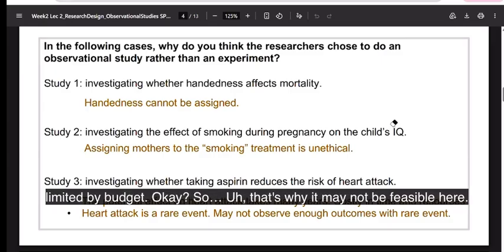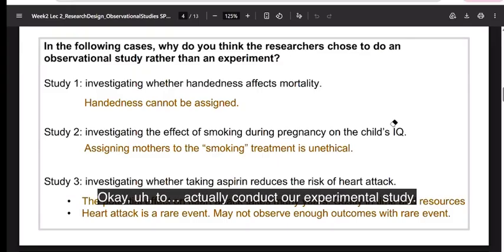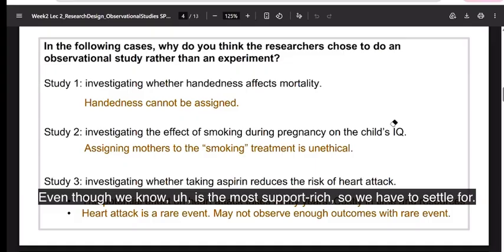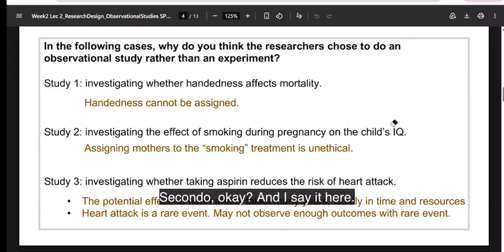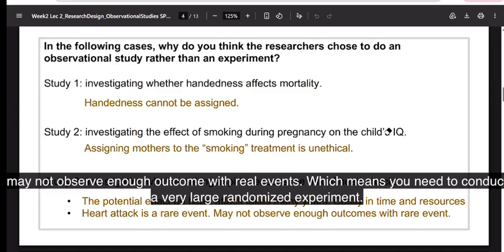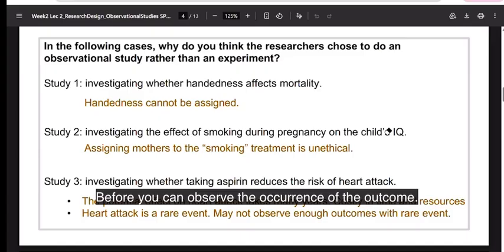So that's why it may not be feasible here to actually conduct an experimental study, even though we know it is the most appropriate. So we have to settle for second fiddle. And I said here, may not observe enough outcomes with a rare event, which means you need to conduct a very large randomized experiment before you can observe the occurrence of the outcome.